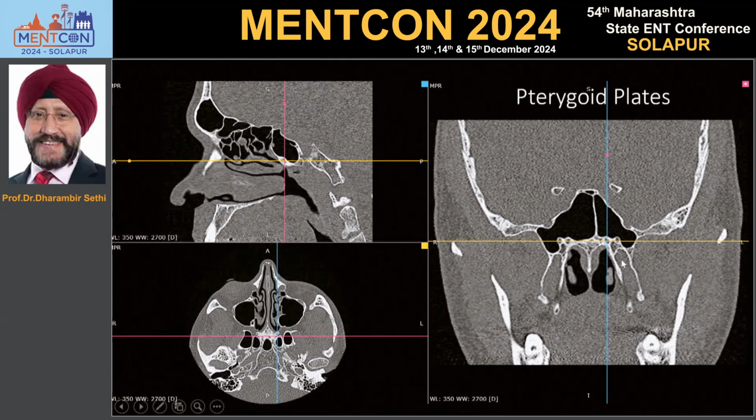The pterygoid plates, there are two, the lateral pterygoid plate and the medial pterygoid plate. The muscles that arise from the lateral pterygoid plate are the lateral pterygoid, and the medial pterygoid arises from the medial surface of the pterygoid plate. The medial pterygoid plate has a hook at the lower end, called the pterygoid hamulus, but you don't see that very well here.